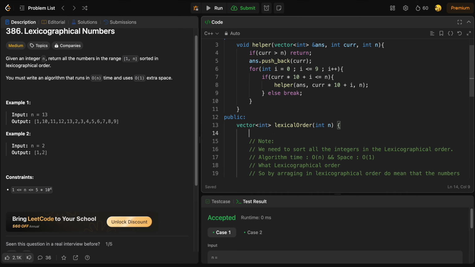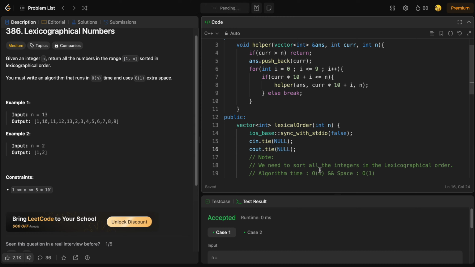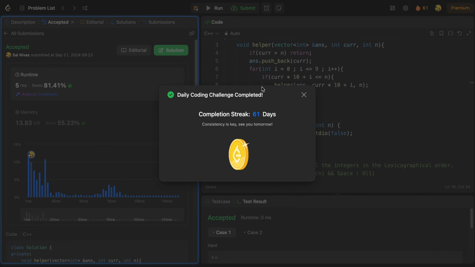And for fairly reducing the time taken, I'll specify my C++ compiler not to sync with the C libraries. That will be helping me to take input or give output to the terminal. So I'll just call cin.tie to be null, followed by cout also not to tie anything. So I'll just try submitting this out. Yes, it's working fine as expected.